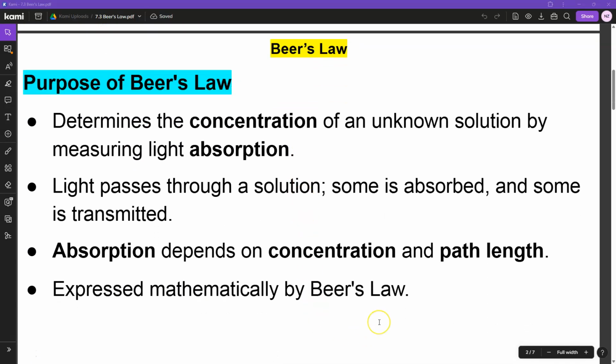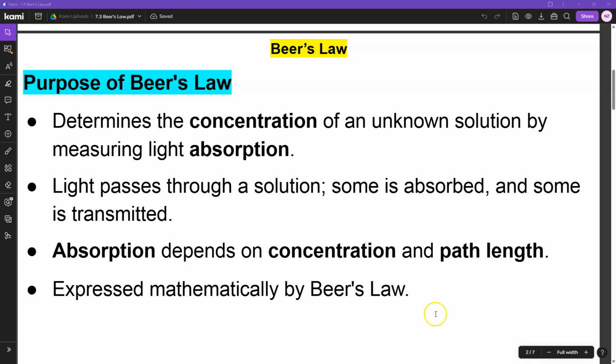All right, so let's go through the purpose of Beer's Law. We can use Beer's Law to determine the concentration of an unknown solution by measuring light absorption. We're going to use a special piece of equipment where a light will be shined through a solution, and we're going to detect how much light makes it to the other side. Some of the light will be absorbed by the solution, and some is going to be transmitted to our detector on the other side. So the absorption, what the detector reads, is based on the concentration of the solution, so darker solutions, more concentrated, and the path length. That is, how long does the light have to travel in the solution?